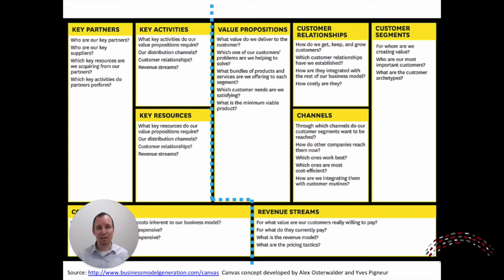And then finally, on the front stage, we need to talk about the revenue streams, right? These are the ways that we capture value. These are the things that we charge for within our business model. It also might be the case that you have different revenue streams for different customer segments, right?